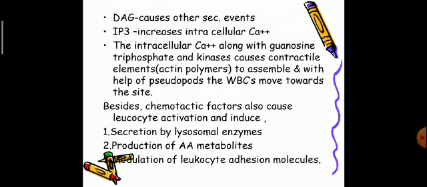IP3 increases intracellular calcium. The intracellular calcium, along with the guanosine triphosphate and kinases, causes contractile elements, actin polymers, to assemble, and with the help of the pseudopods, the WBC move towards the site. Besides, chemotactic factors also cause leukocyte activation and induce secretion of lysosomal enzymes, production of the arachidonic acid metabolites, and modulation of the leukocyte adhesion molecules.